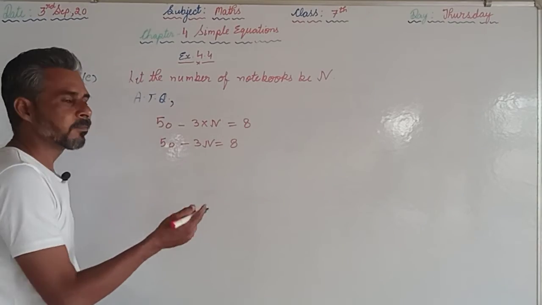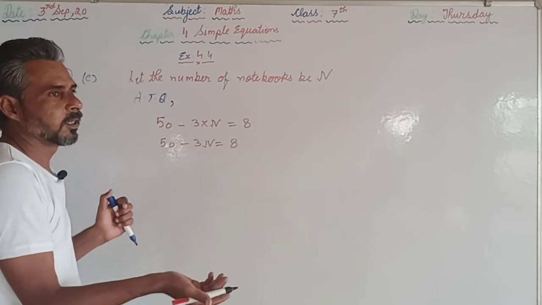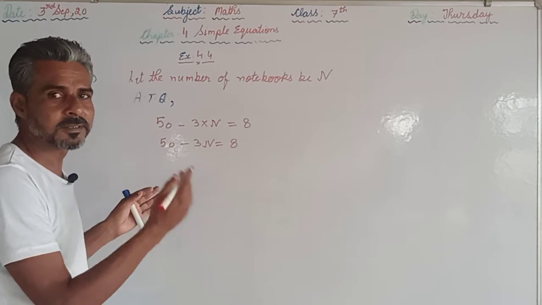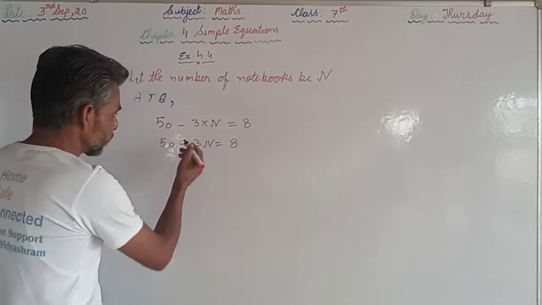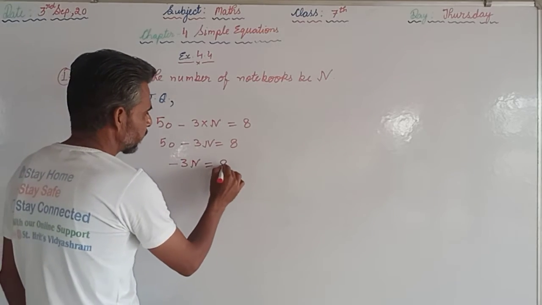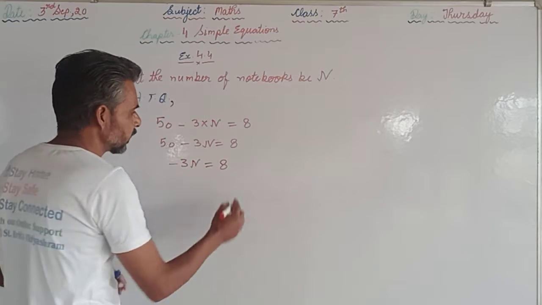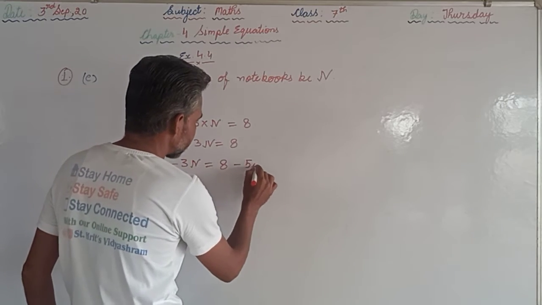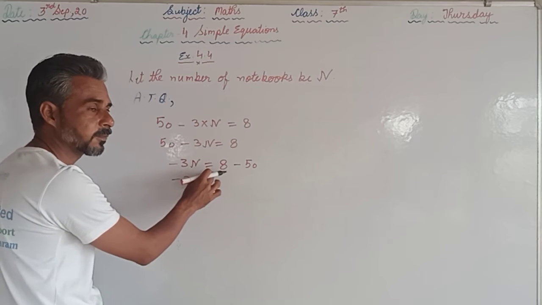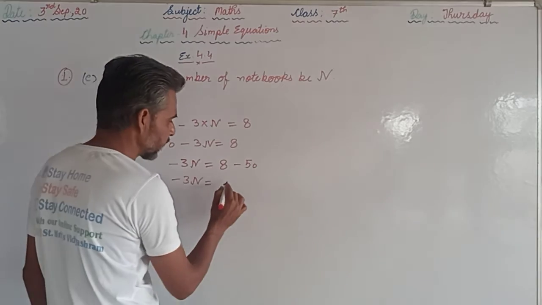To find the value of n, we will arrange the terms having the variables on one side and the remaining constant terms on the other side. So here minus 3n is the variable term, and here 8 is there. So 50 on that side is positive. When we transfer it to the right hand side, it will be negative. Now minus 3n. Now both are having different signs, so the sign will be that of the greater number in magnitude. So 50 is greater, so the sign of 50, that is minus.